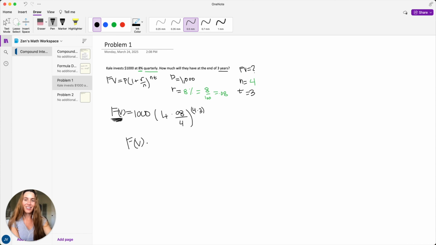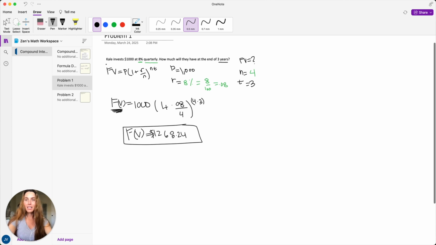So I'm going to go ahead and write that as the answer because it is always exciting to get the correct answer. So the correct answer is $1,268.24, don't forget my dollar sign, US dollars. That's how much Kale will have at the end of a 3-year investment at 8% quarterly.